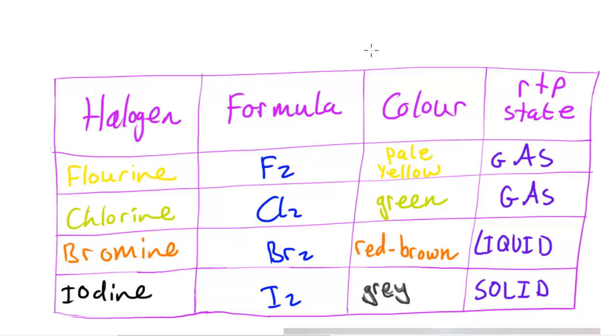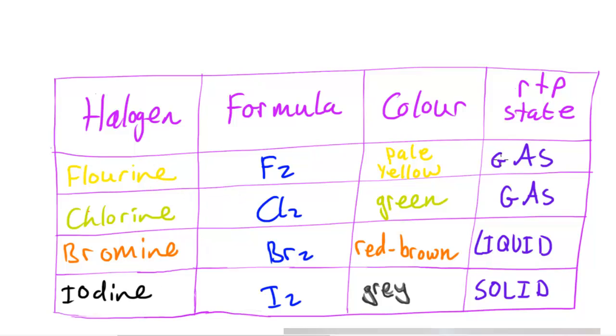In this video, I'm going to be taking a look at the halogens. Now, I have a table here of 4 of the halogens. I've left out astatine. And these halogens exist as diatomic molecules, as you can see from the formulas I've got here. Now, I have fluorine, chlorine, bromine, and iodine in this list.